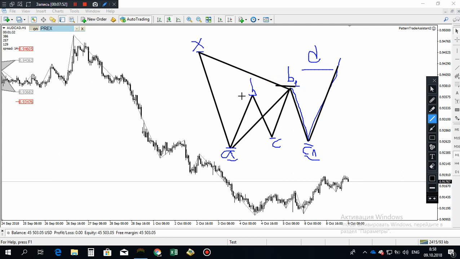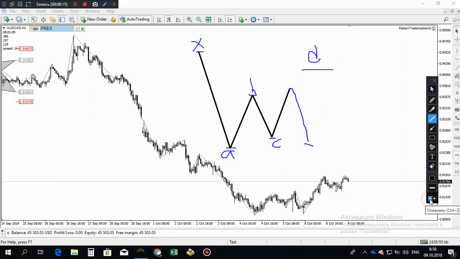So if you say the B point should be 618, yes, and this B1 is 786, not 618, then it is not a Gartley anymore. It is maybe a butterfly, but the Gartley is invalidated. Okay, you should also keep in mind the ratios.